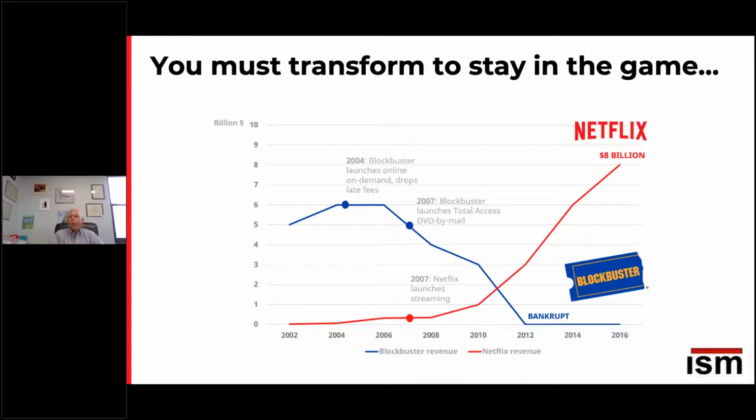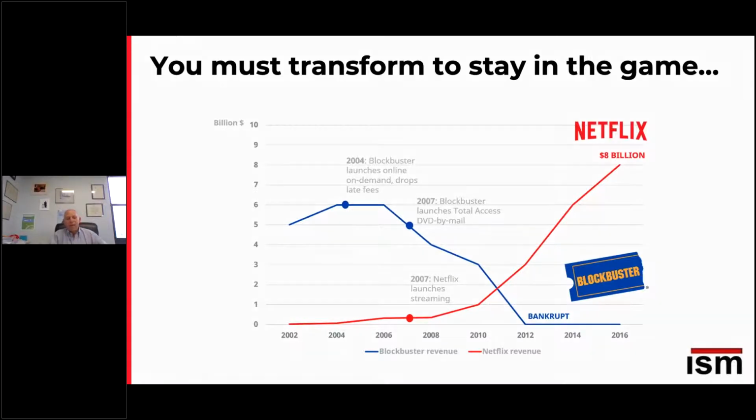So Blockbuster was a multi-billion-dollar business in 2008, $5 billion. And in 4 years, between 2008 and 2012, they went from $5 billion to bankruptcy. And that's because Netflix just took over the entire market. So the question becomes, how do you make sure that you are digitally ahead of the pack and leveraging technology effectively so you can stay in the game?